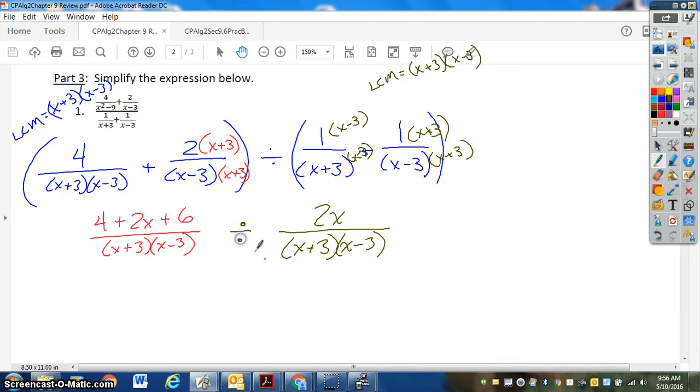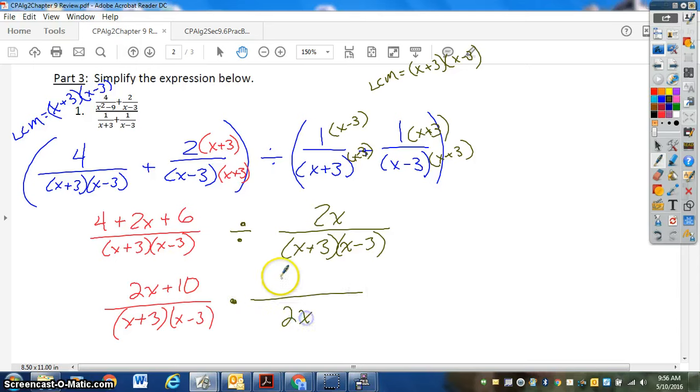We still have division. So what I can do is combine like terms. This is going to be 2x plus 10 over x plus 3, x minus 3. I'm going to change division here to multiplication, and I'm going to flip this. So 2x is on bottom. This is x plus 3, x minus 3. Let's do some cross cancel. He goes with him. He goes with him.